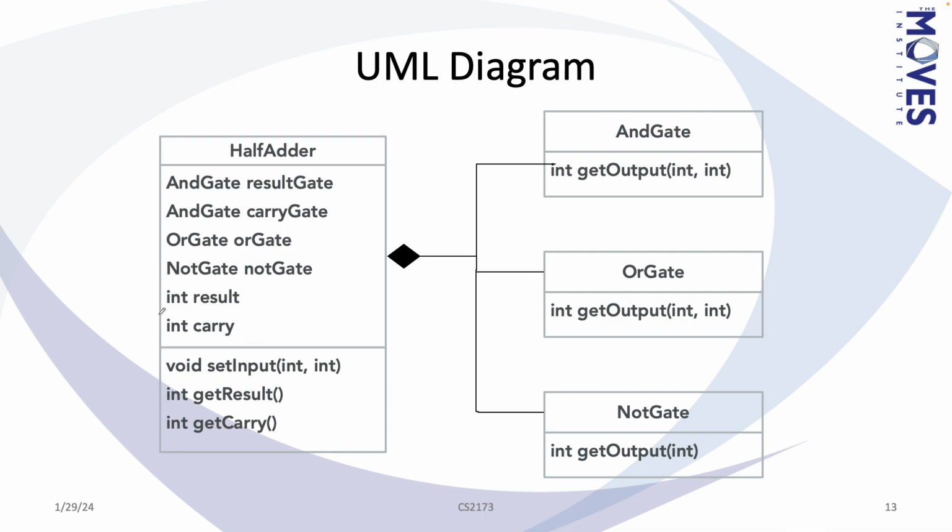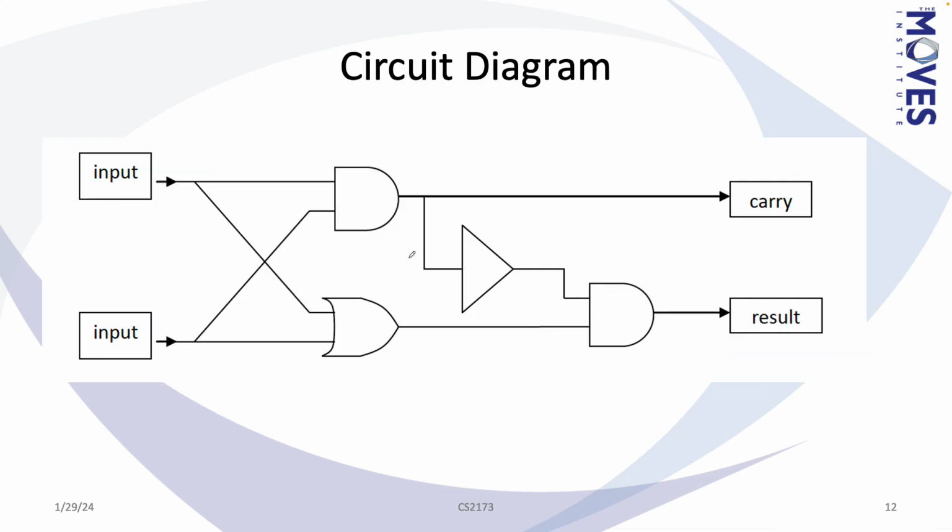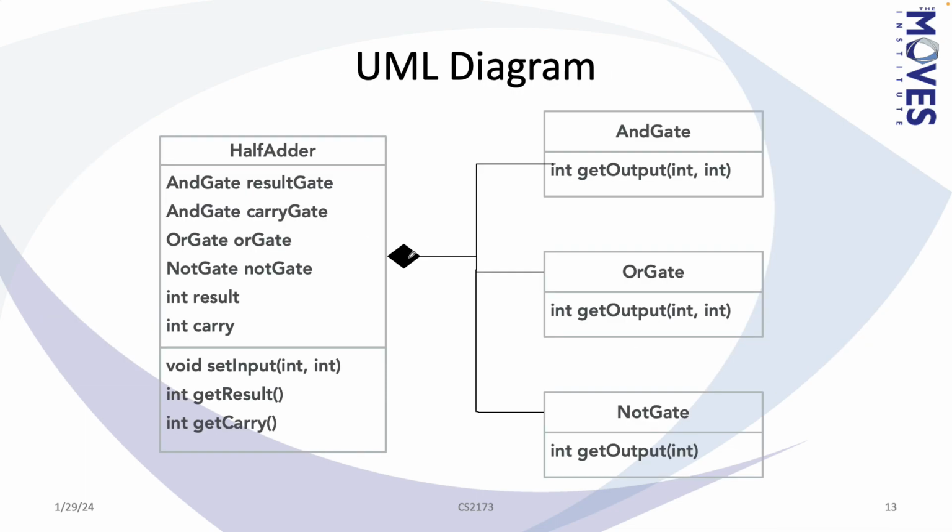And then the other instance variables would be the result and the carry. So the idea is that we would set the input, and then we could get the result and get the carry. And this is an example of composition, hence the filled in diamond thing and little squigglies at the end.